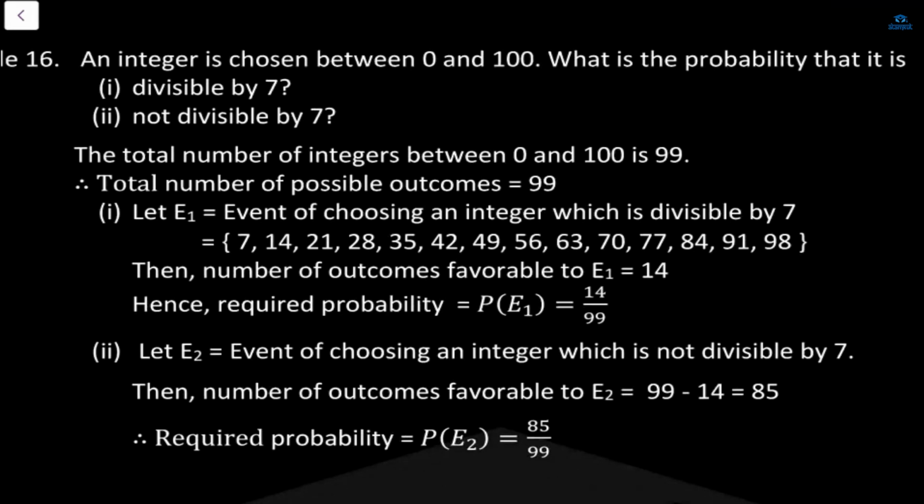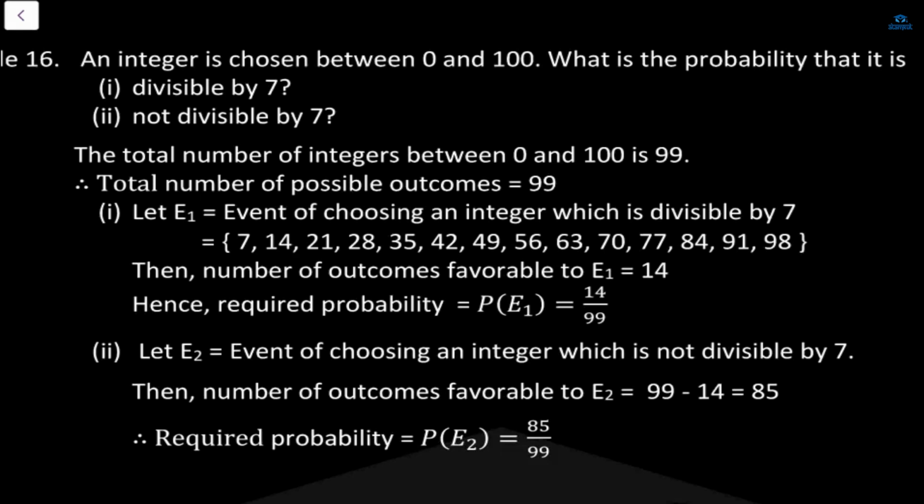Okay, these many numbers are divisible by 7. Now if you count them, because we are finding out the probability, we need the numbers. So this is the event of having a number divisible by 7 from the sample space. The number of favorable outcomes here is 14. And the total number of outcomes is 99. So the probability of getting a number divisible by 7 will be 14 upon 99.